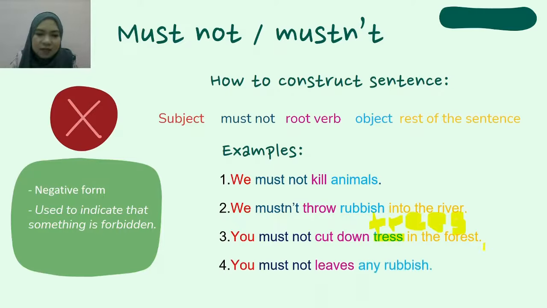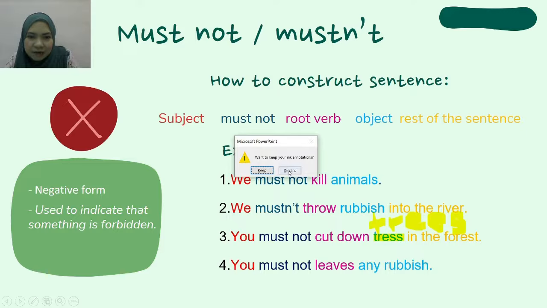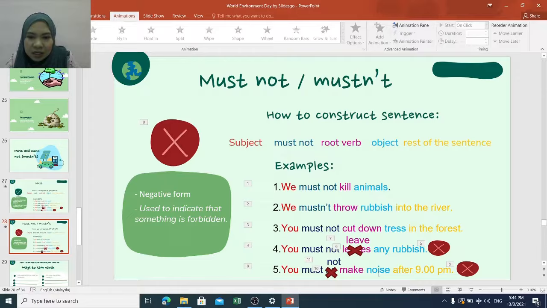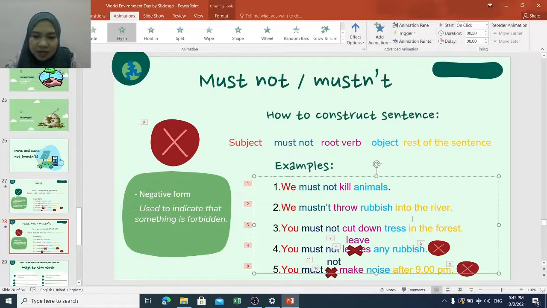Okay, you must not cut down trees in the forest. Okay, look at example number 4. You must not leave any rubbish. Is this correct? Okay, so students, try to read the sentence again and try to decide whether the sentence is correct or incorrect. You must not leave any rubbish. Is this correct or incorrect?